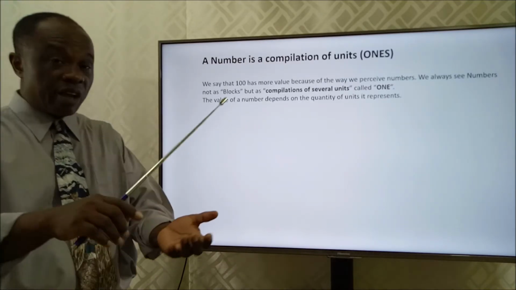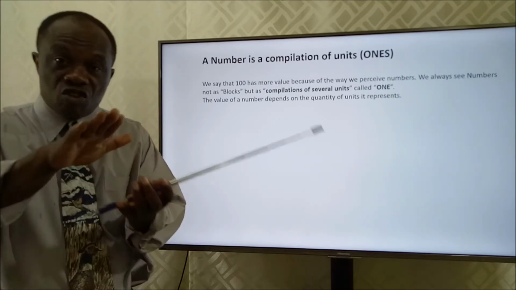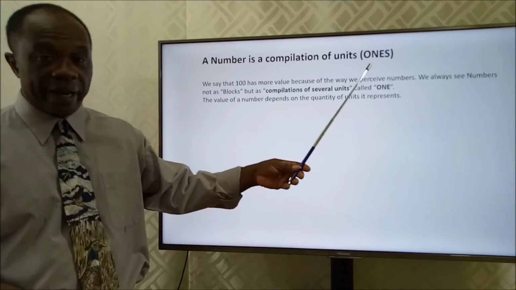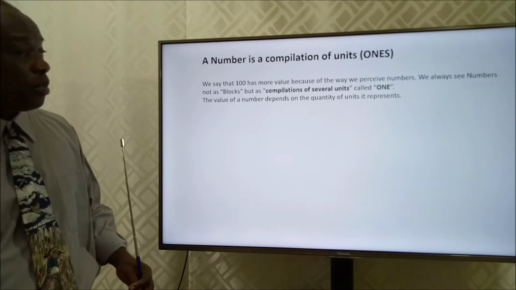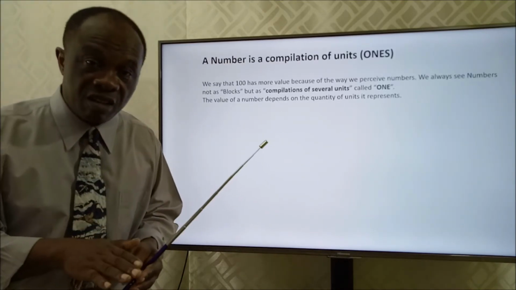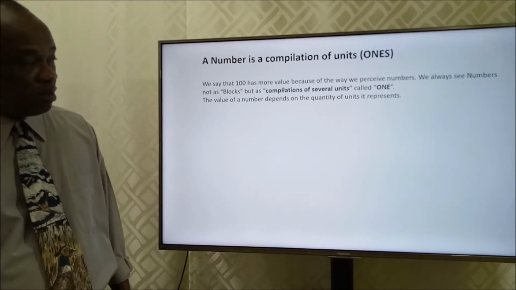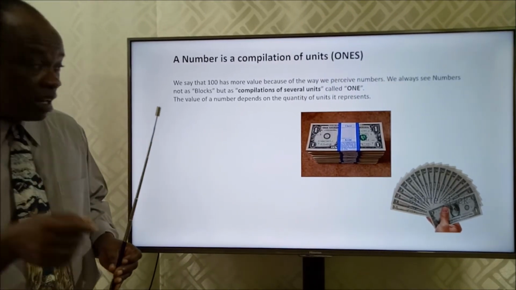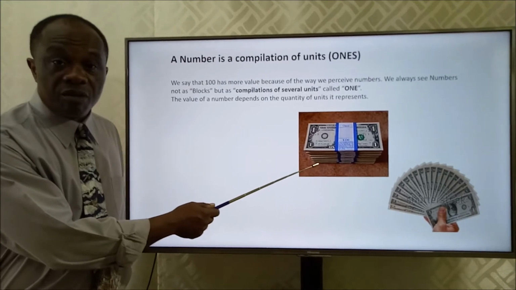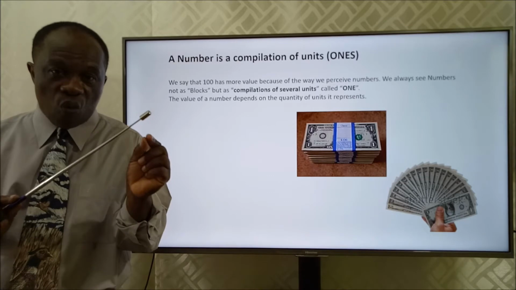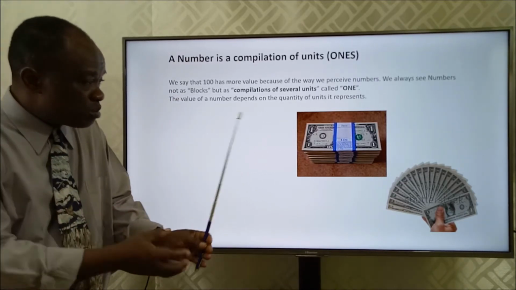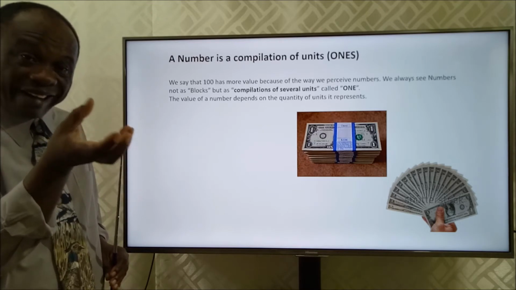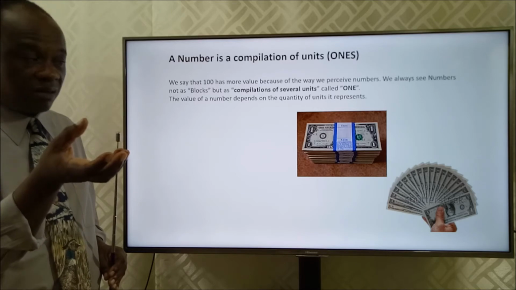We see numbers as a compilation of many units, a compilation of several units called 1. So if you have a number like 100, you have more units of 1. Look at the way we see. When you see, for example, the $100 bill, you see it this way. Not just as one block or one note. You see it as a package of 100 notes of $1 bill. You see it this way.